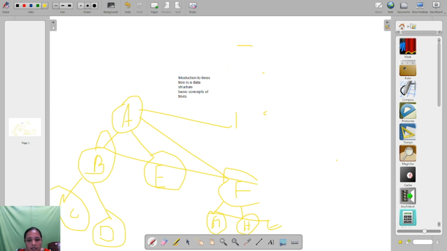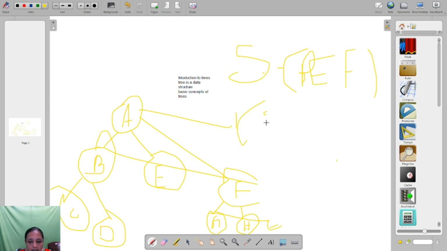So siblings, here I denoted yes. B, E, F having the same parent. So these are one set: B, E and F. These three children have the same parent. Another set: C and D, having the same parent B.